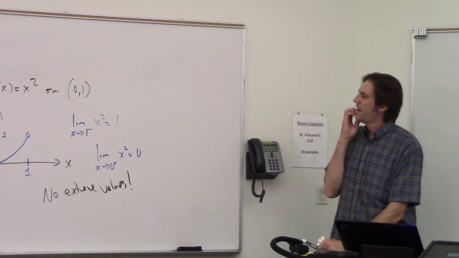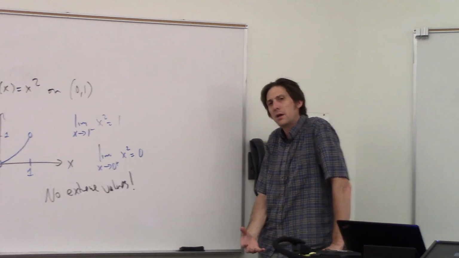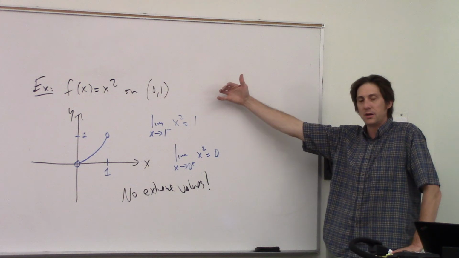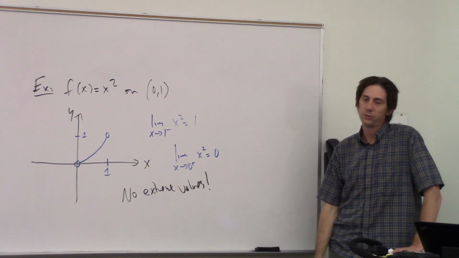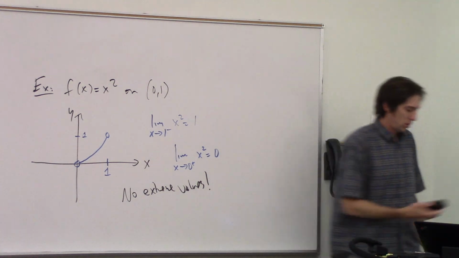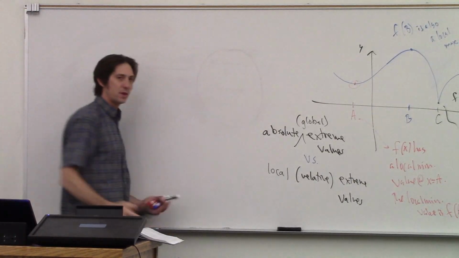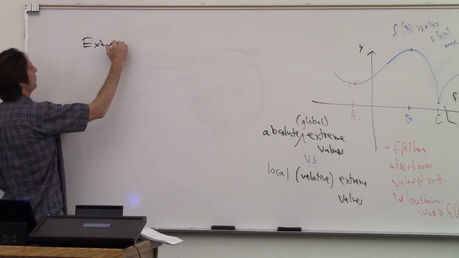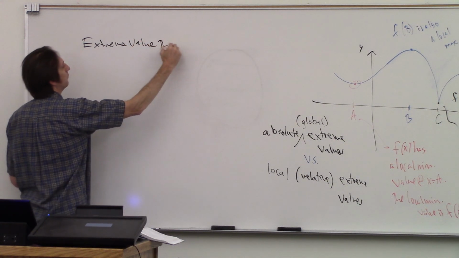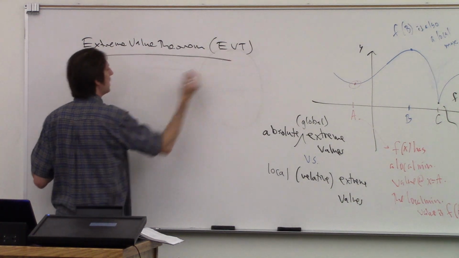So, because we want to maximize and minimize functions, somehow we need to come up with a way of deciding when a function is going to have absolute maximum and absolute minimum values. And one very important result, it's in your text, that guarantees that a function has both an absolute max and an absolute min is something called the extreme value theorem. I usually abbreviate the extreme value theorem as the EVT, and it says the following.